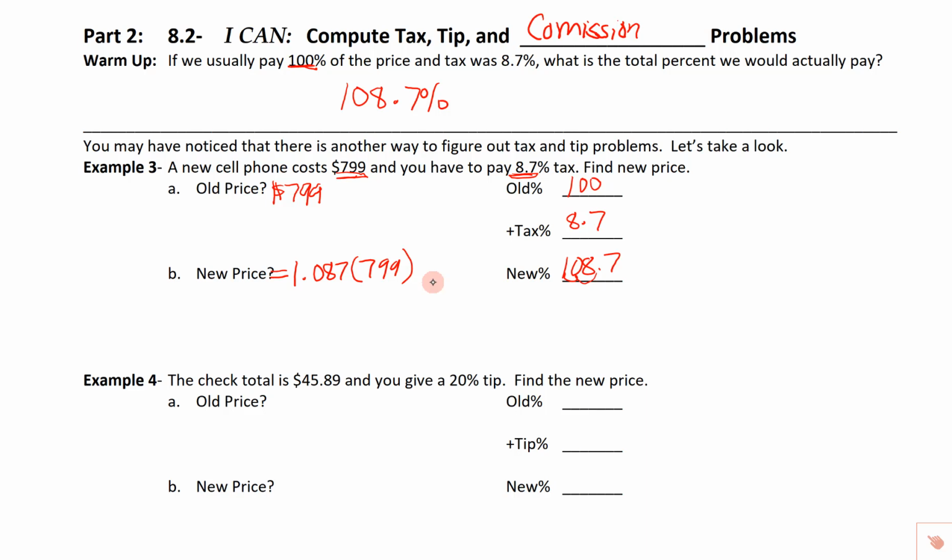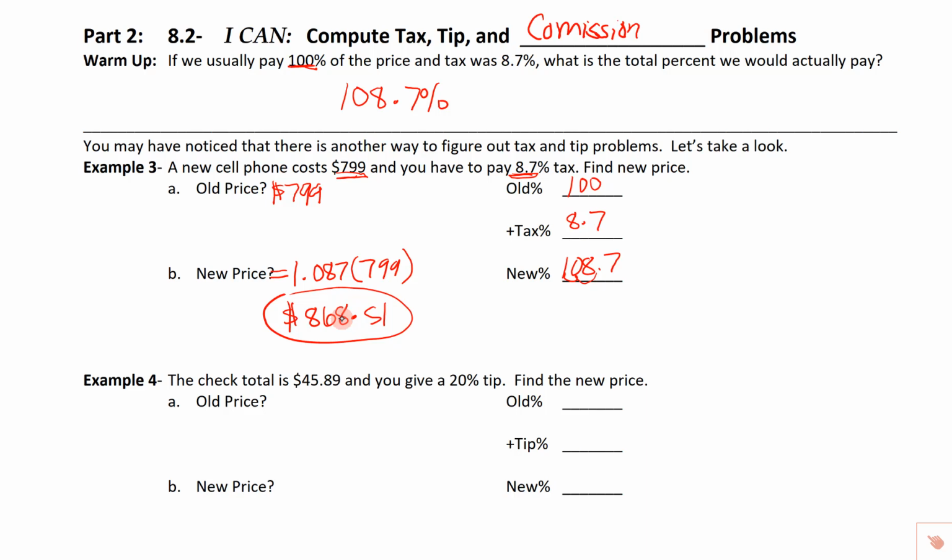If you type in 1.087 parentheses 799 parentheses in your calculator, you should get that your new price is $868.51. So that's a little bit faster in that it skips that one step. We don't have to find the tax and add it to the original price. We're just going right to the new price.